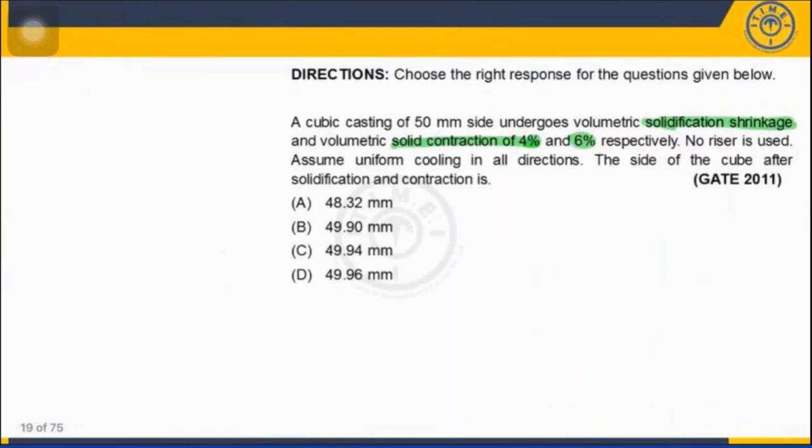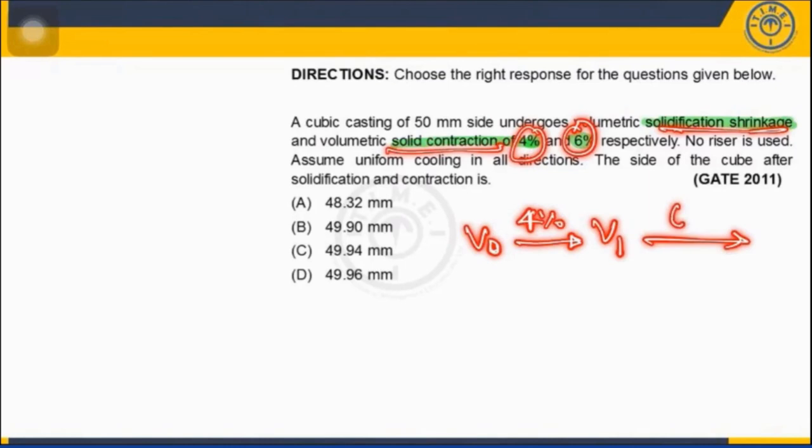Okay. So there are two shrinkages given, 4% and 6%. Initially you have a volume V0. Now after this 4% shrinkage you got V1. Then again shrinkage is happening, 6%. Then you are getting V2.